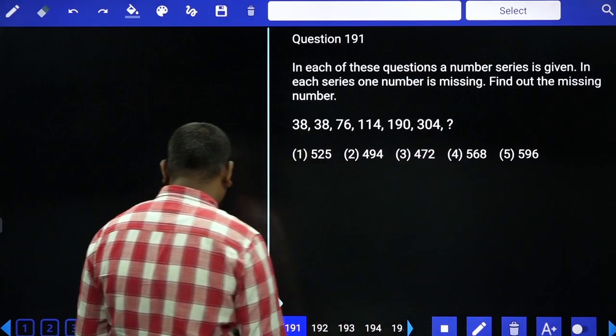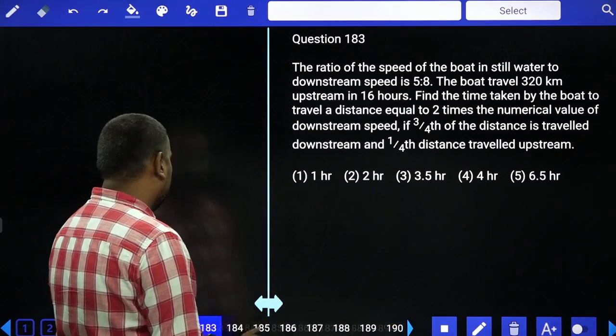So this is miscellaneous. And then see Q1, Q2.